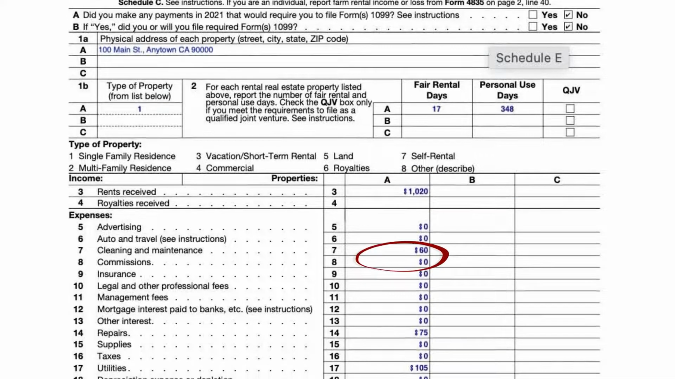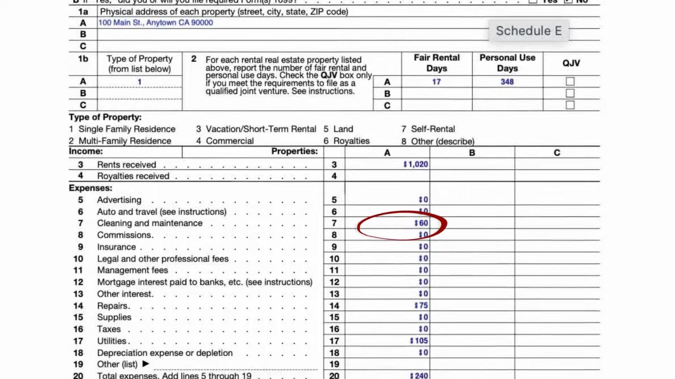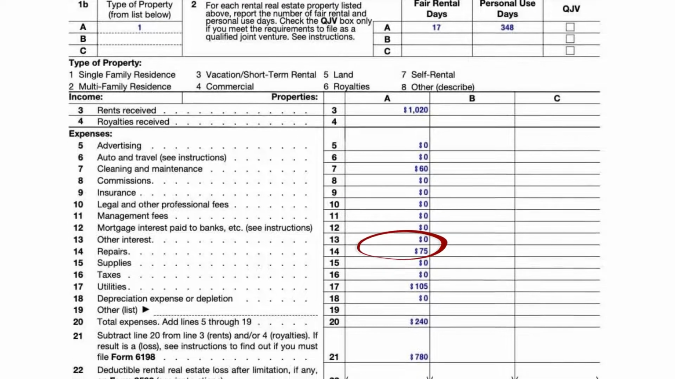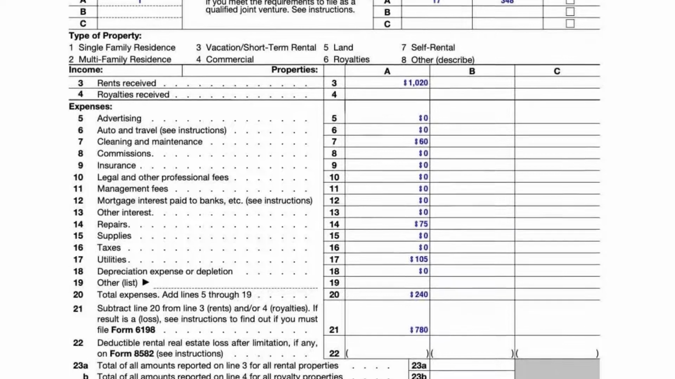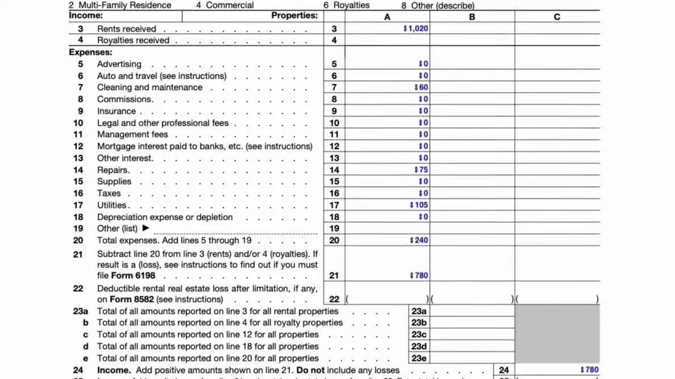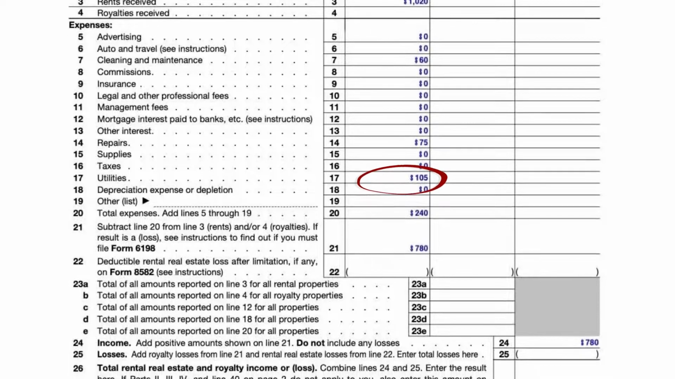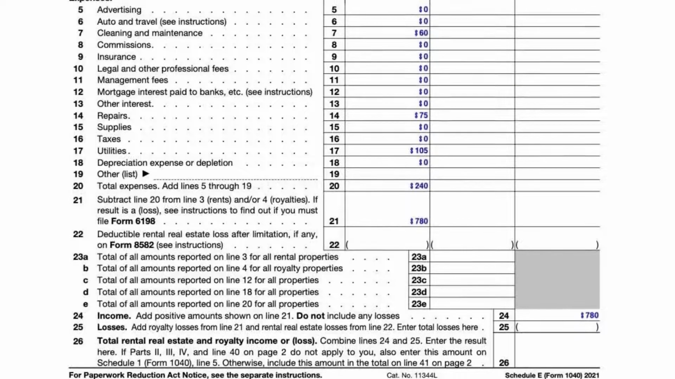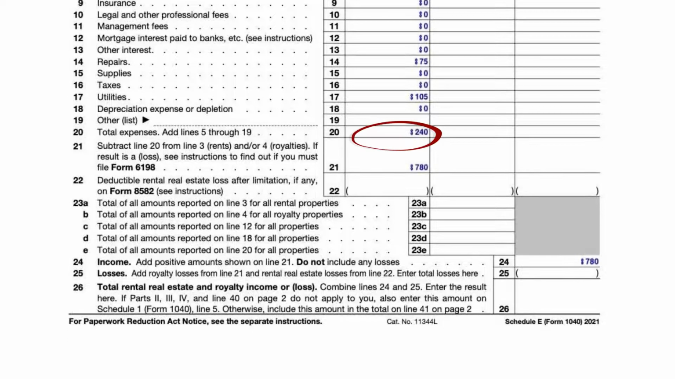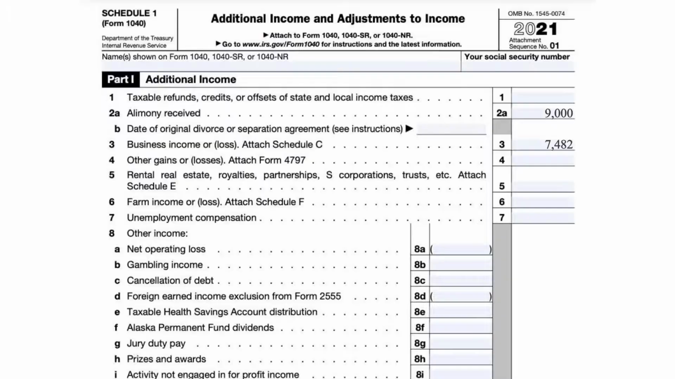$1,020. She had $60 of cleaning expenses. She had $75 of repair expenses for a faucet that was leaking when the renters left, and her utilities for the 17 days amounted to $105. Her total rent expenses were $240. After subtracting expenses from rents received, the total amount comes out to $780.